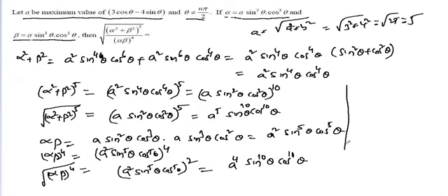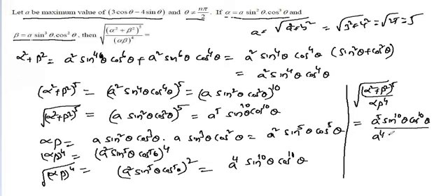Now under root of alpha square plus beta square whole to the power of 5 by alpha beta whole power 4 is equal to a power 5 sin power 10 theta cos power 10 theta by a power 4 sin power 10 theta cos power 10 theta. Cos power 10 theta cancels, sin power 10 theta cancels. A power 5 by a power 4 is a, that is equal to a. The value is 5, that is the answer.